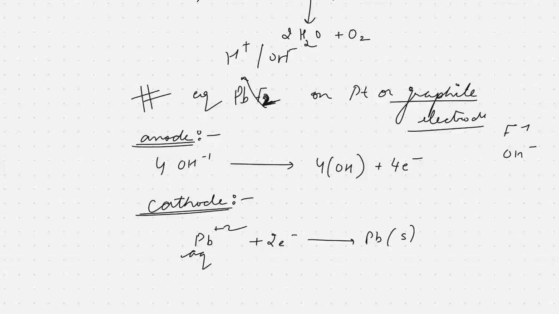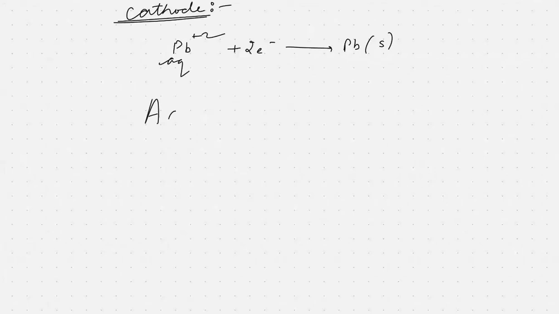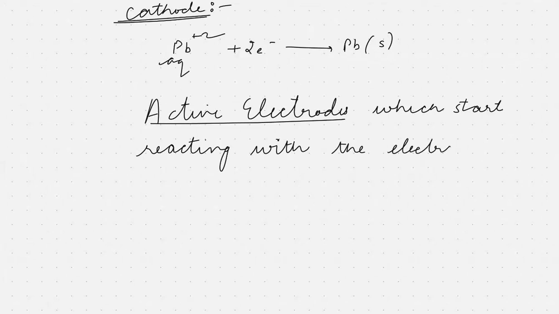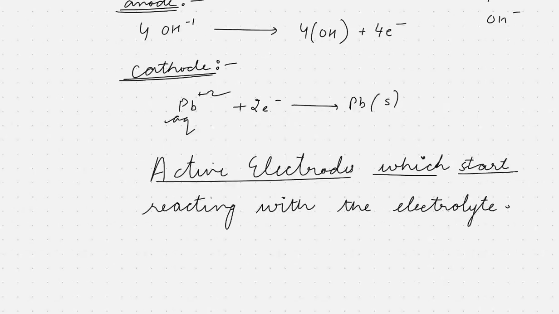Now, let's come to active electrodes. How do active electrodes work? What are active electrodes? Active electrodes, at cathode and anode, are those which start reacting with the electrolyte. This we don't have to balance the equation. I'm expecting that at least you understood that.